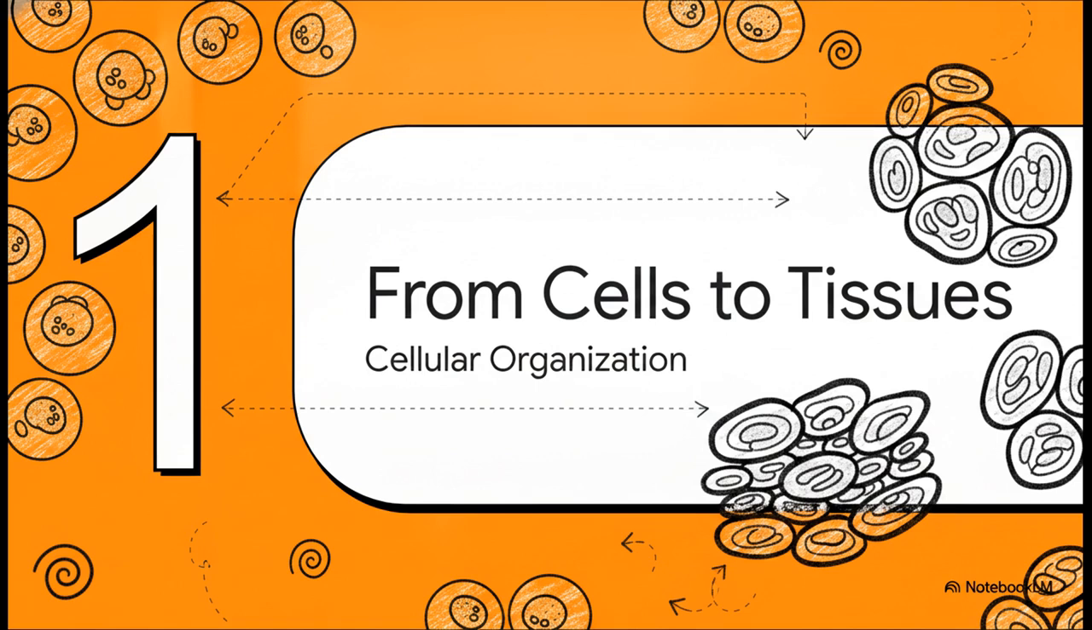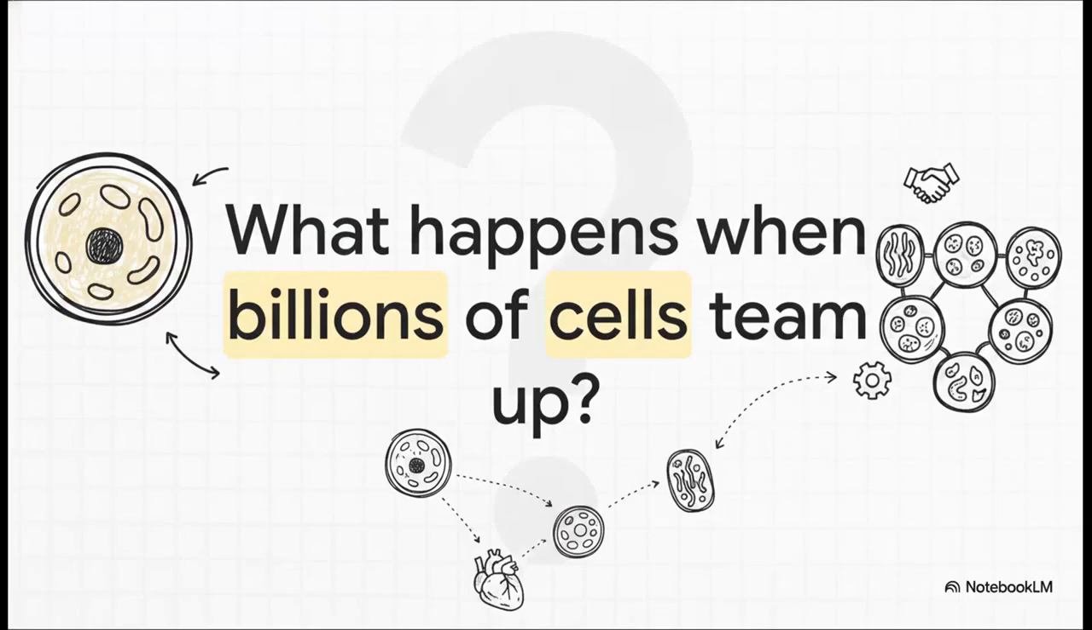Section 1. From cells to tissues. Let's start our journey with the basic premise of how life actually organizes itself at the microscopic level. Think about it. What actually happens when billions of cells team up? According to cell theory, the cell is the basic unit of structure and function in all organisms. Now, a single cell is absolutely incredible on its own, easily capable of handling its own metabolic activities. But to build a complex biological machine, individual cells really have to collaborate. They have to specialize, communicate, and work together on a massive scale.